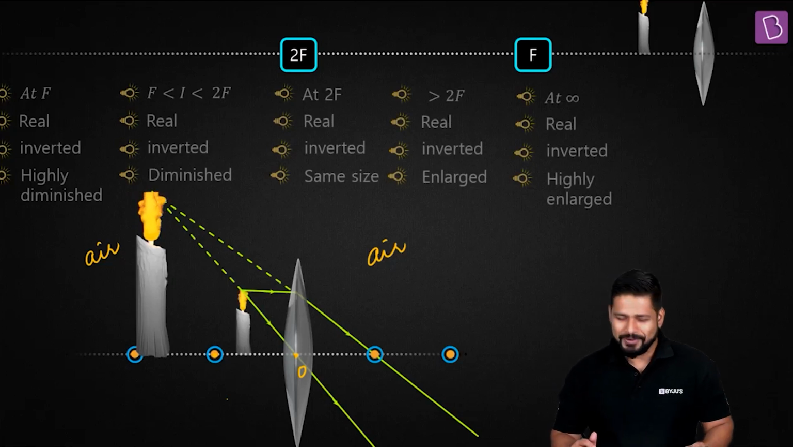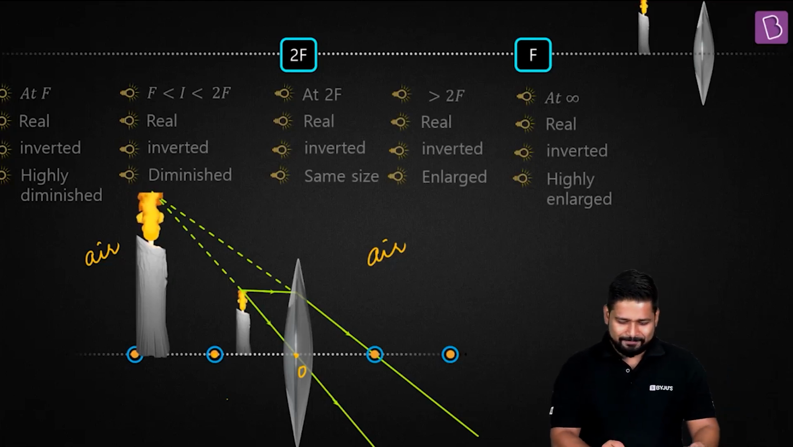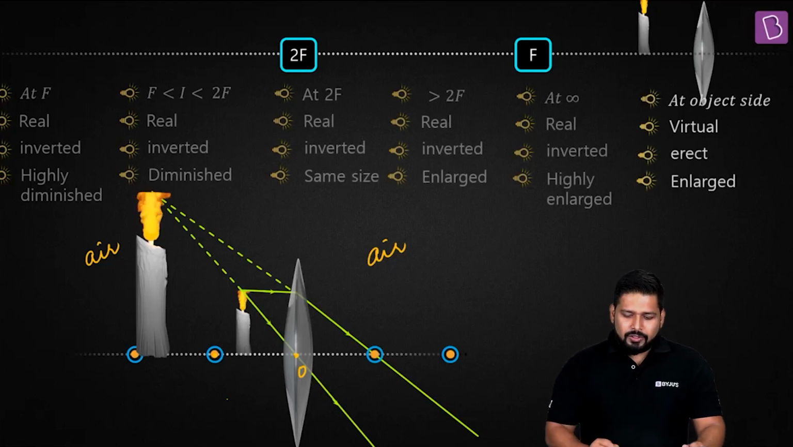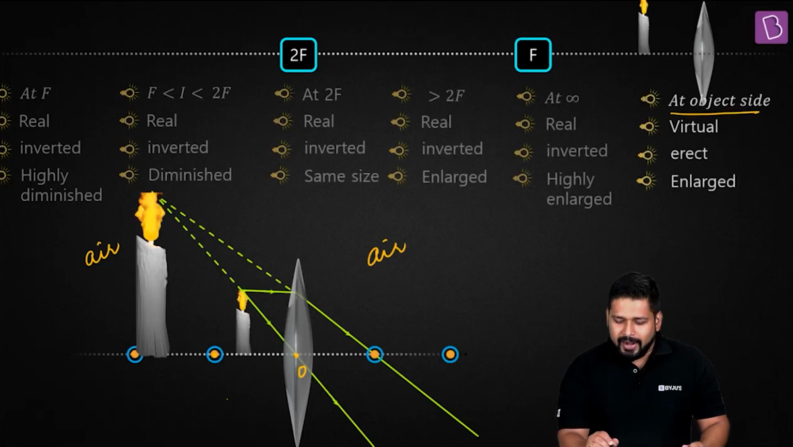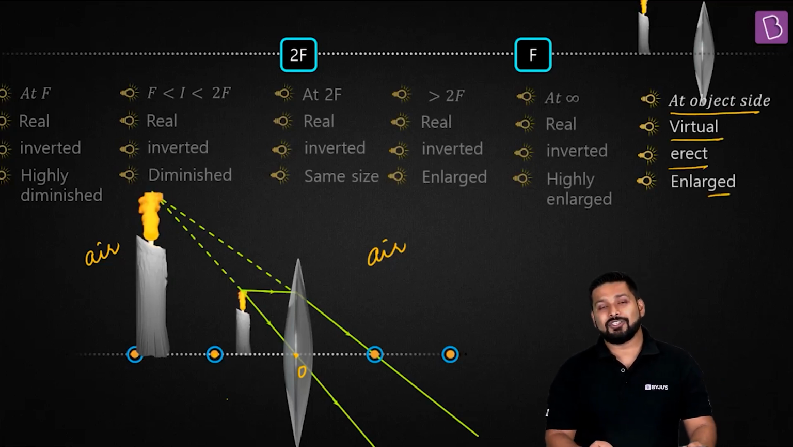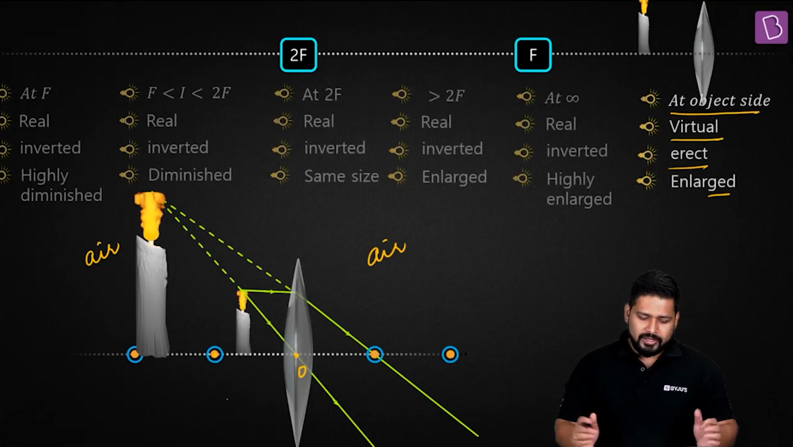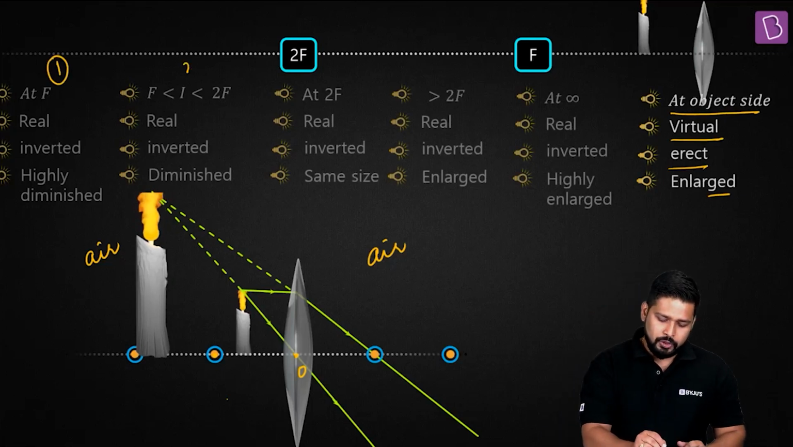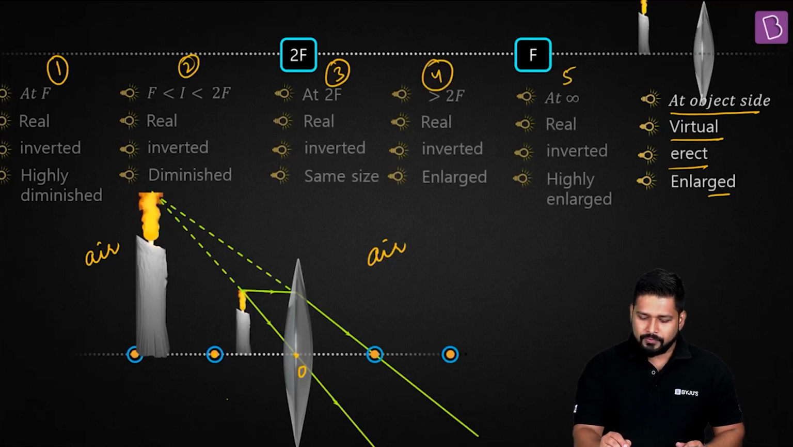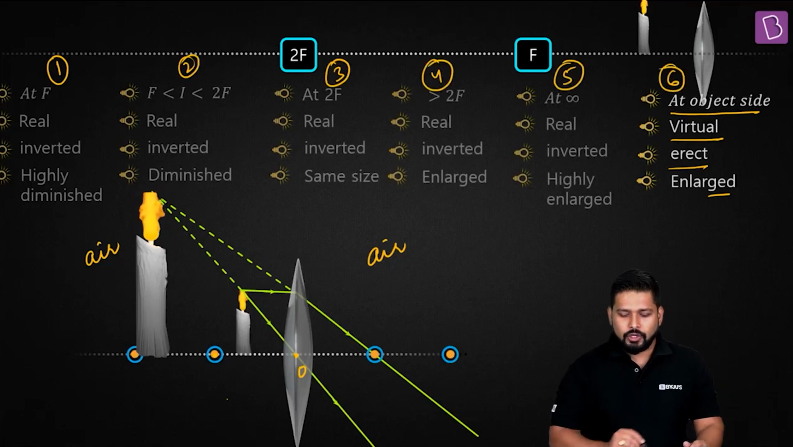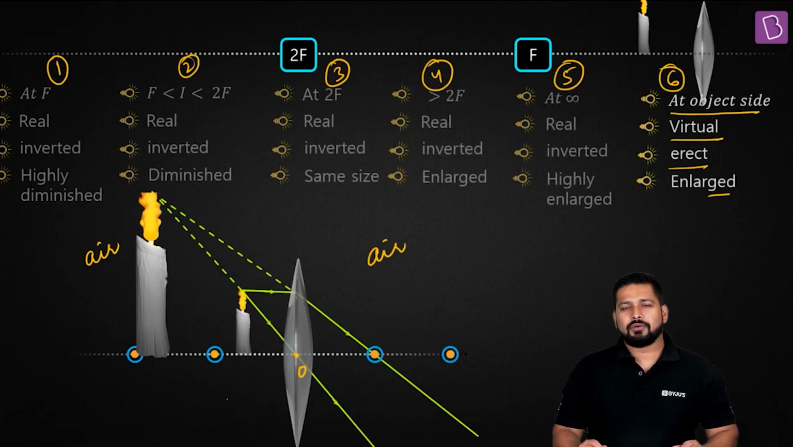Clear with this? Okay. All right. It is formed on the same side as the object. On this side itself, the image is virtual, it is erect, and it is enlarged. So we have seen all the cases. How many? 1, 2, 3, 4, 5, and 6. So 6 cases for a biconvex lens.